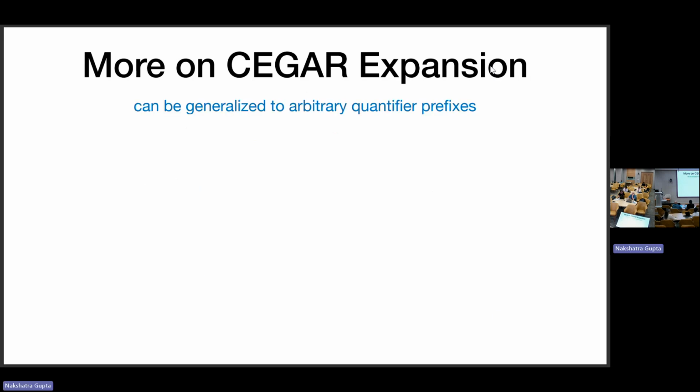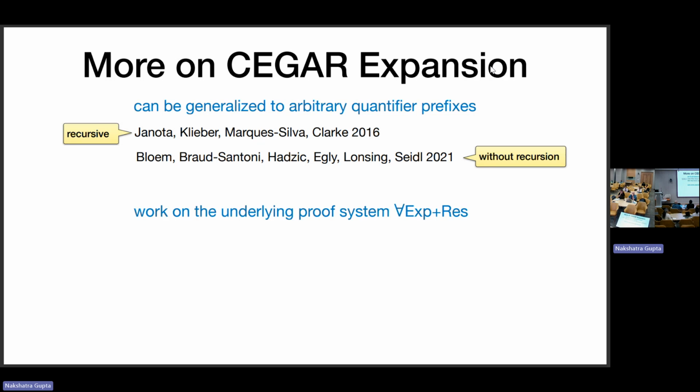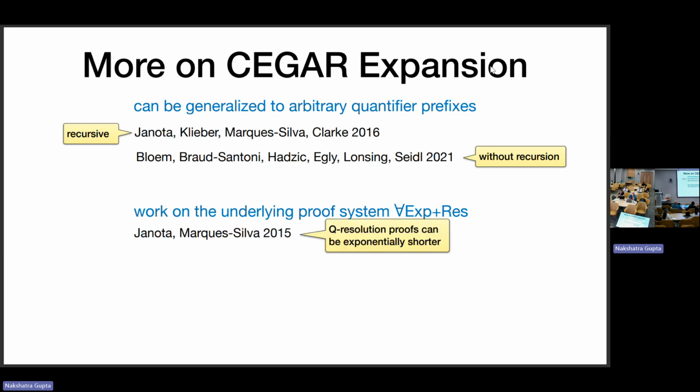There are multiple extensions of this algorithm for two quantifier blocks. You can have a version of this that works for arbitrary quantifier prefixes. There's a recursive algorithm. There is also a non-recursive version of CEGAR, where I think the correspondence with the underlying proof system is more clearly visible. And then there's quite a bit of work in QBF proof complexity on the underlying proof system, and comparing that with Q-resolution, which is the underlying proof system of quantified CDCL.